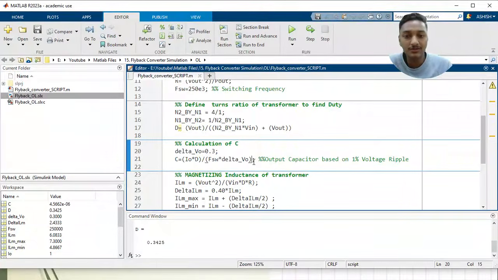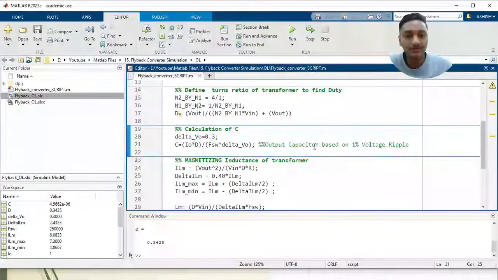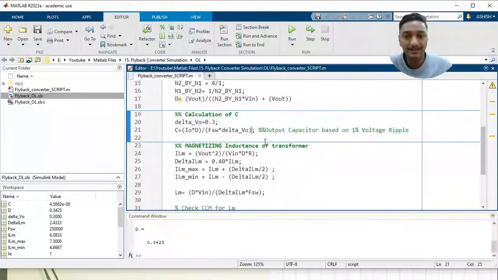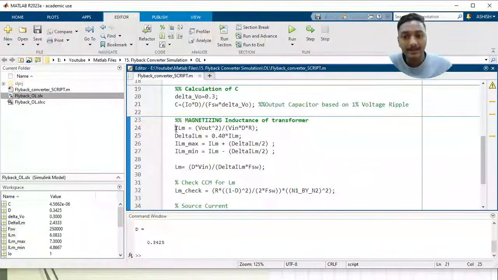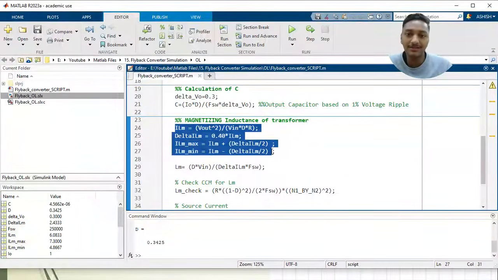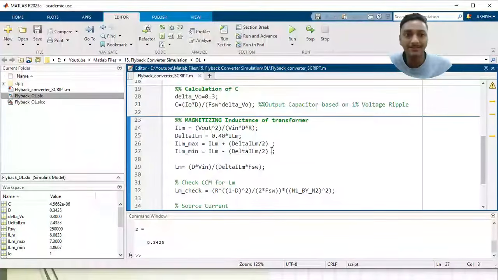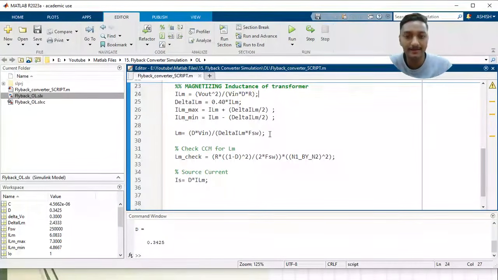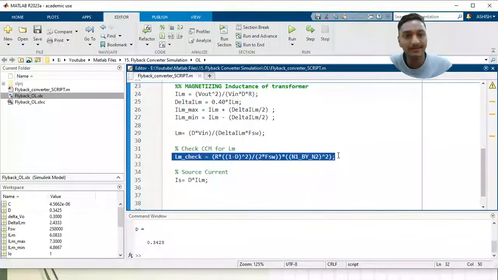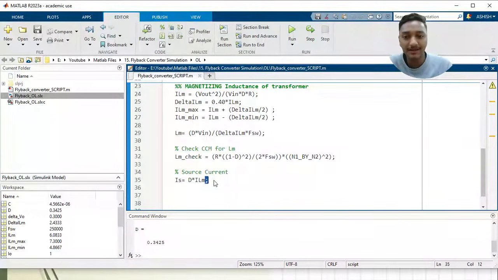Then the C naught calculation, the output capacitance, I have dealt with. Then ILM: the average value, the maximum value of the magnetizing current and the minimum current, those things I have also calculated. Then I did the LM calculation and checked whether it is in CCM or DCM, and what my input current is. All these things I have calculated and just run for you.